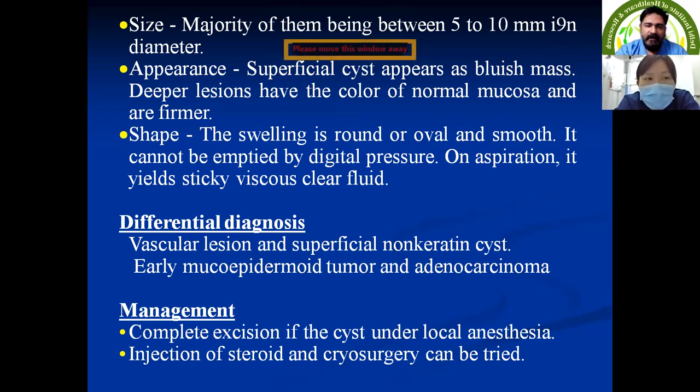The differential diagnosis is vascular lesion, sometimes superficial non-keratinizing cyst, early mucoepidermoid tumor, or adenocarcinoma. Management: complete excision of the cyst under local anesthesia, and injection of steroid or cryosurgery can be tried to avoid the recurrence.